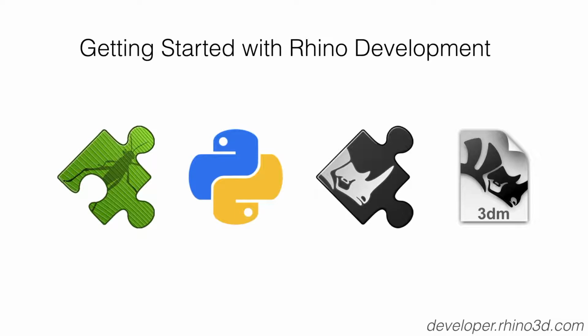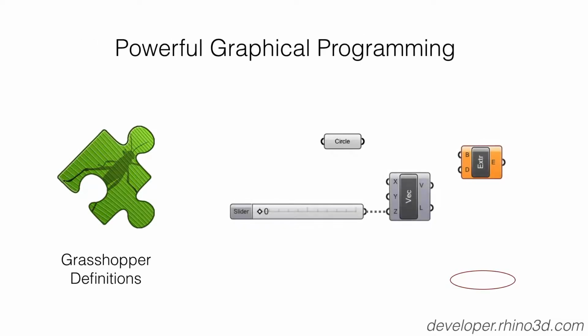You can write code for Rhino in many ways. Our most popular platform is Grasshopper, a graphical programming language for algorithm design. Drag Grasshopper components onto your canvas to create a definition. Your definition can create 3D models that adjust based on slider, numeric, or sensor input.